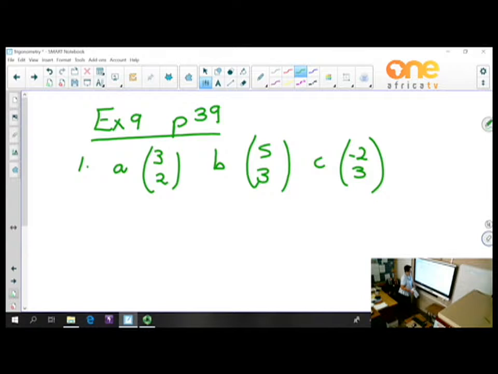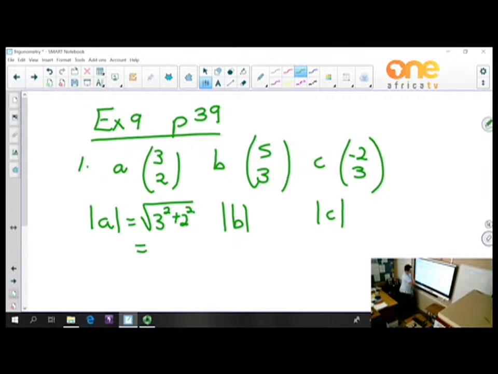So the question is now calculate the magnitude. They can also ask it like this, the magnitude of A, the magnitude of B, the magnitude of C. That is what we do. And this is Pythagoras. So it will then be 3 squared plus 2 squared, which is equal to the square root of 13. You can get the value there, or you can give the answer like that. Now, B will then be 5 squared plus 3 squared. And that is the square root of 34.